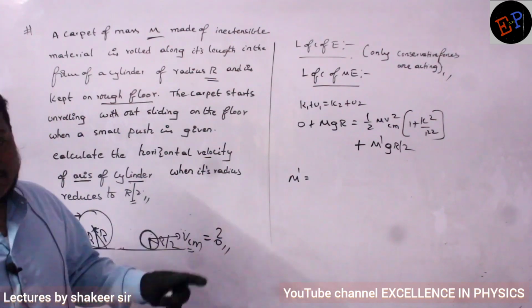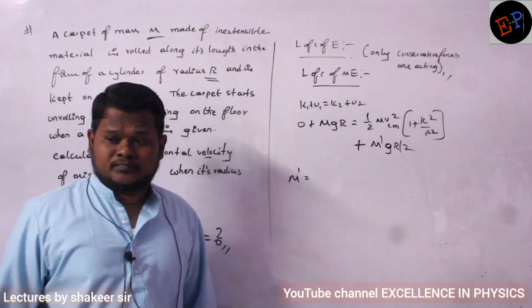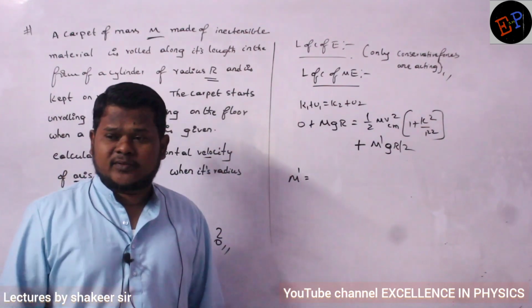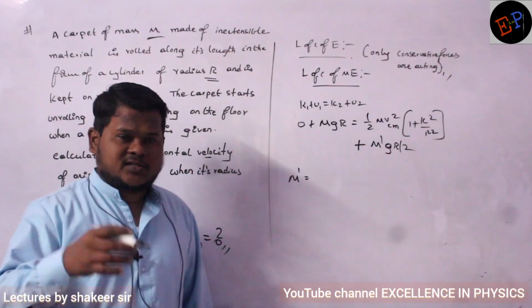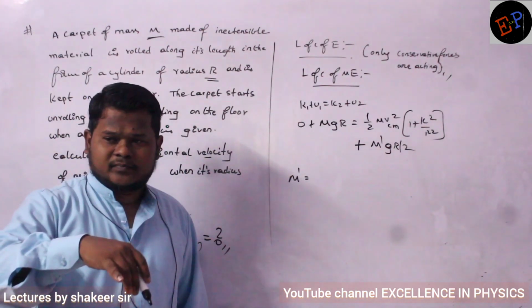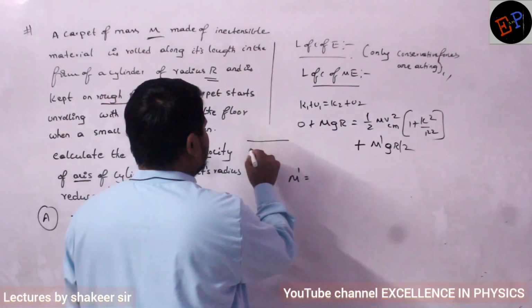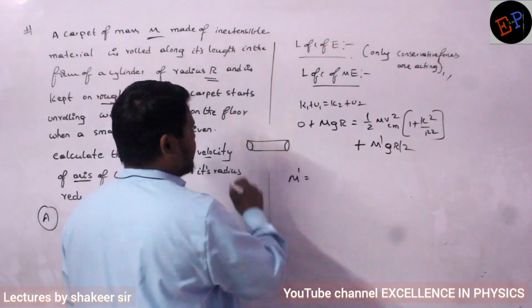So in the carpet, mass is distributed in area or mass is distributed in volume? Mass is distributed in total volume, no? And what is the volume of a carpet? See, this is how a carpet looks, no? A rolled carpet looks like a cylinder.